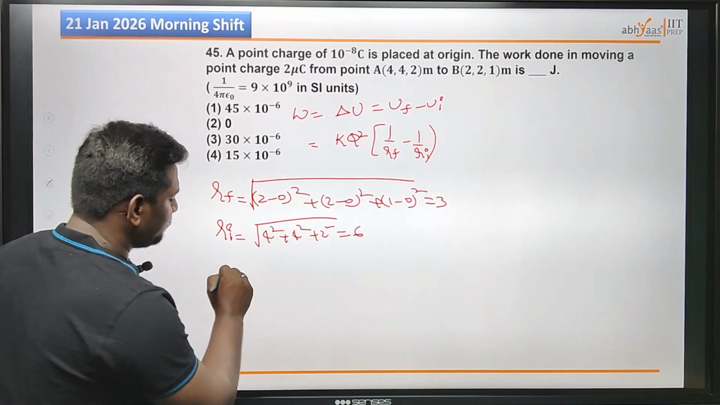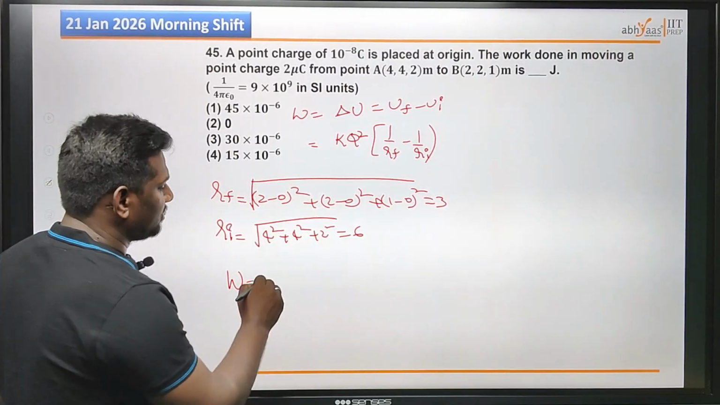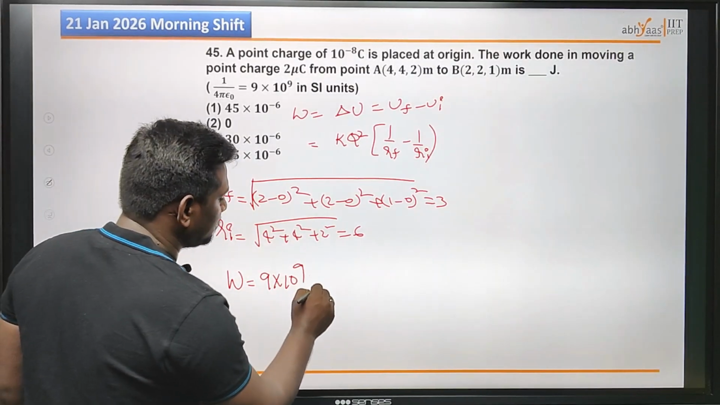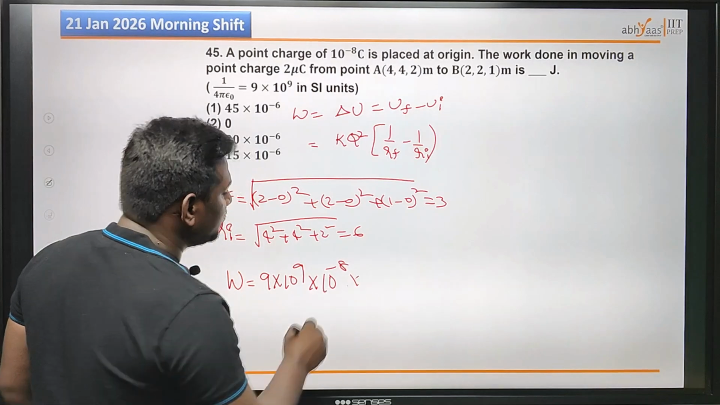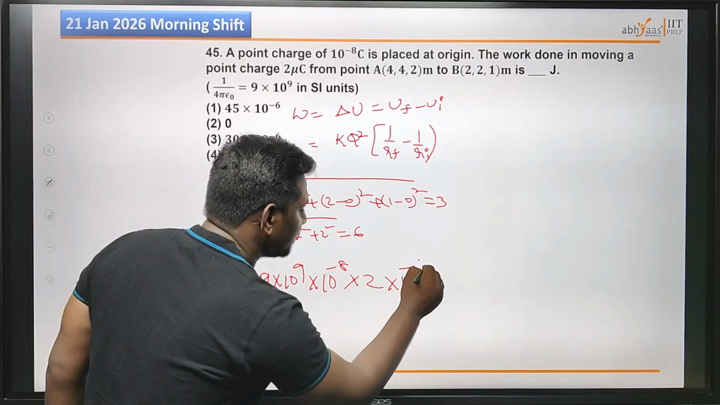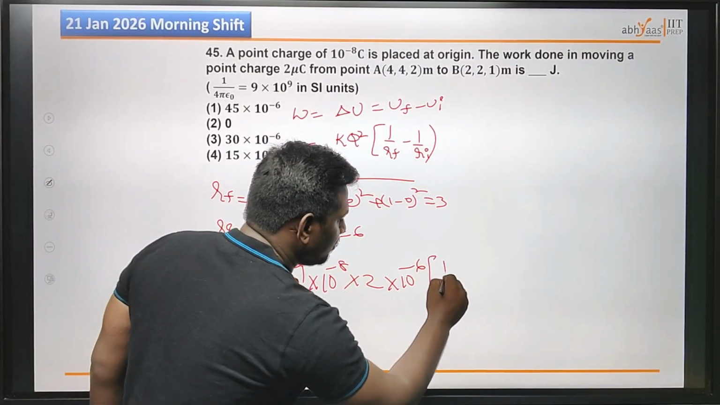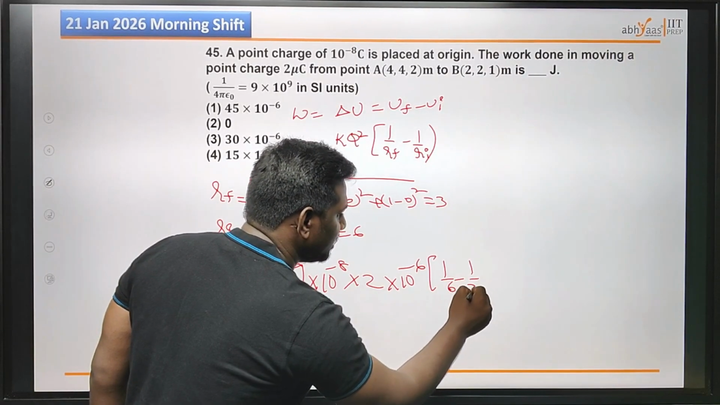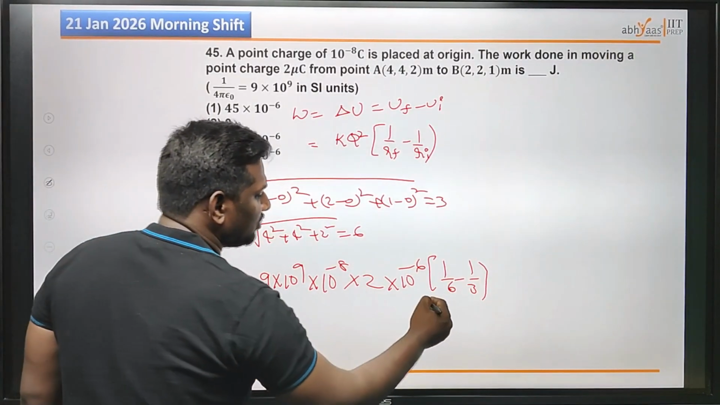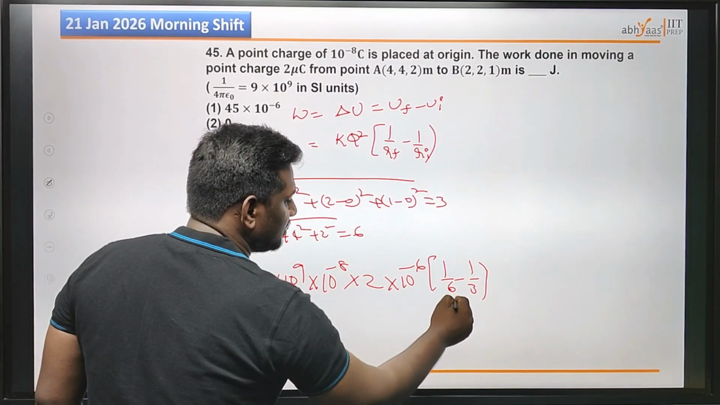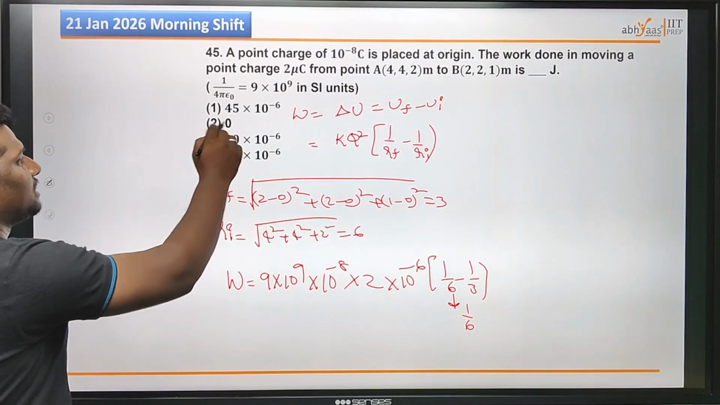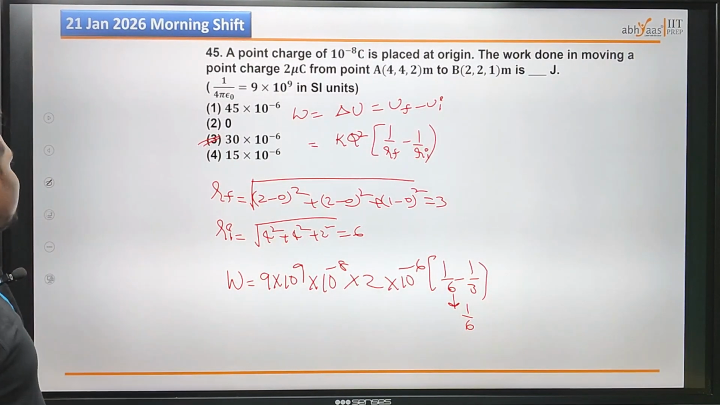So substitute here: work done equals K, that is 9 into 10 to the power of 9, Q square 10 to the power of minus 8, into 2 micro, 2 into 10 to the power of minus 6, by 1 by 6, 1 by 3. If you simplify this one, you are getting 1 by 6. If you cancel out, you are remaining with option 3. Option 3 is the right answer.